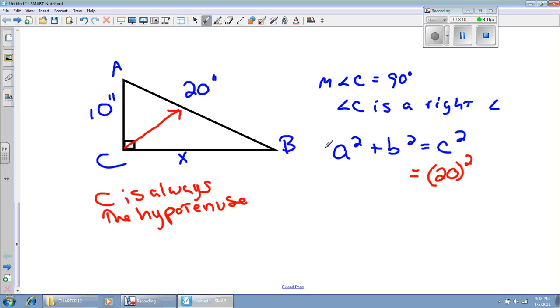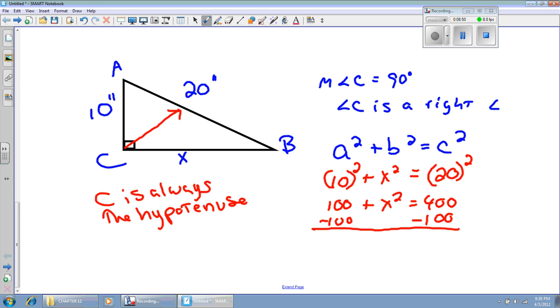Okay, now A and B don't matter. A could be 10 or A could be X. It doesn't matter. B could be 10 or B could be X. Obviously, they both can't be the same thing unless it's an isosceles right triangle. So I'm just going to put 10 squared here for A plus X squared for B. All right, and this is going to be 100 plus X squared, and this is going to be 400. Then I'm going to subtract 100 from each side, and I'm going to get X squared is equal to 300.